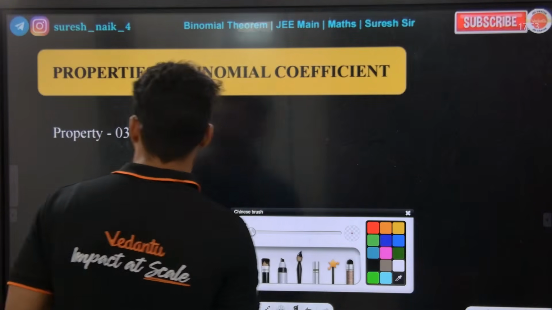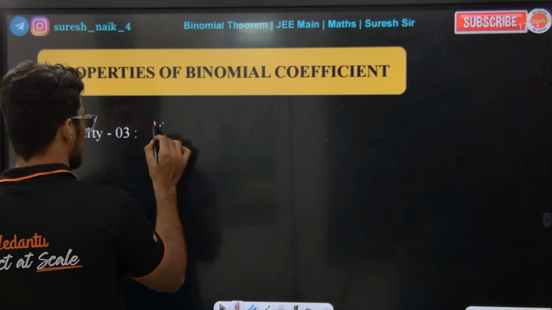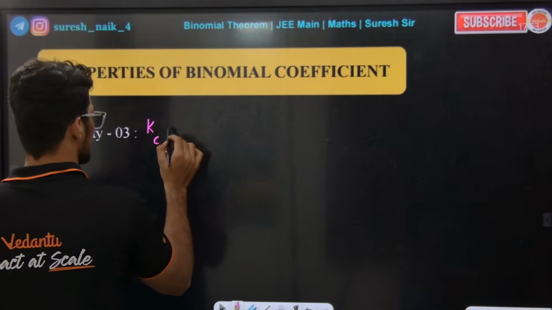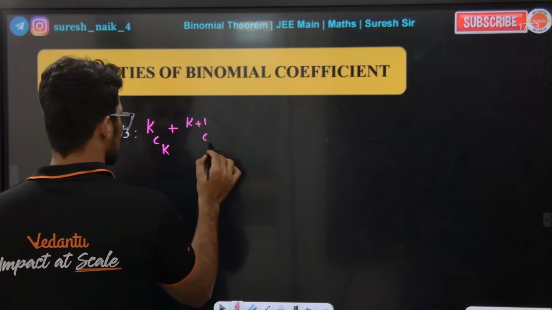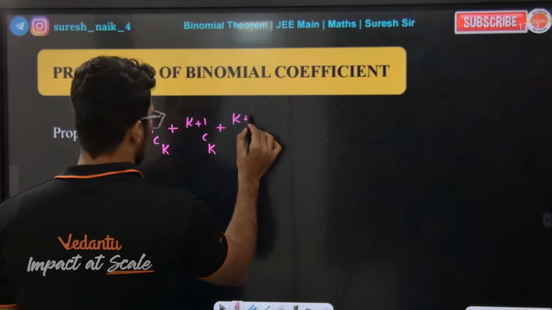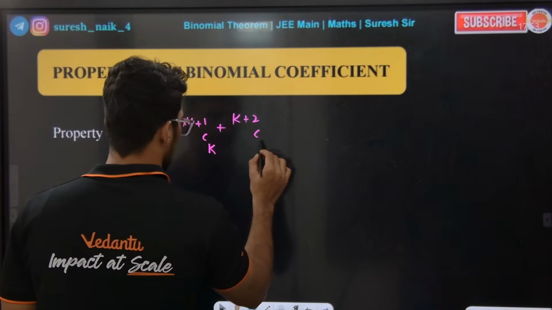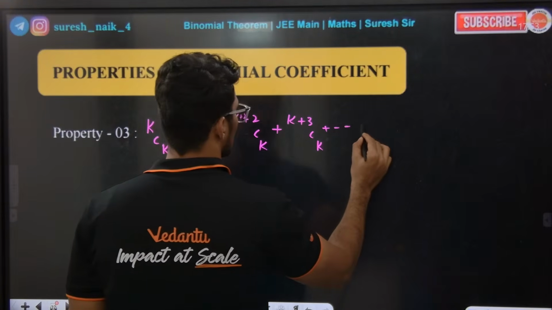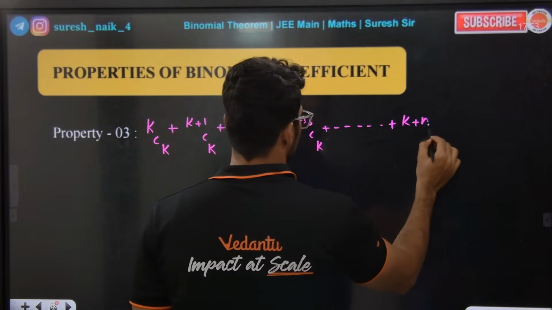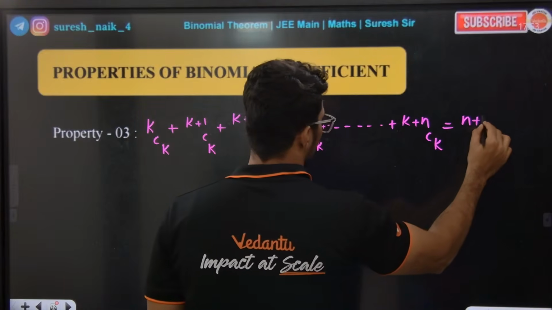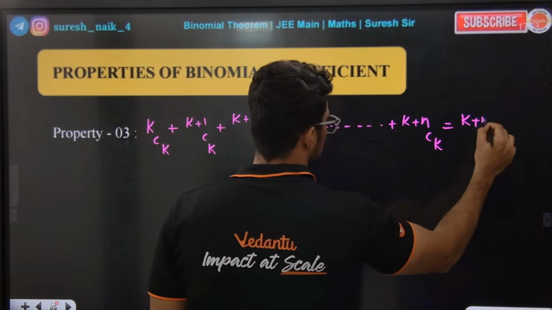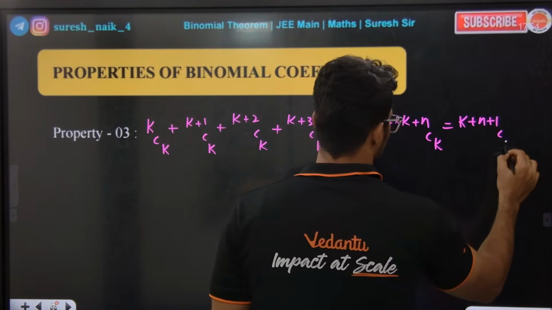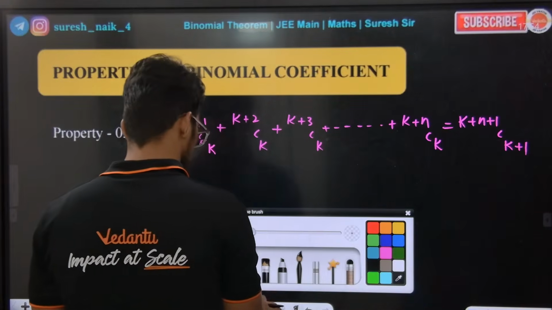Okay, the concept, property number 3. Property number 3 is basically, for example, I'm teaching like this: KCK, (K+1)CK, (K+2)CK, next (K+3)CK, and so on till (K+n)CK. Do you know what the answer is? (K+n+1)C(K+1). This is the formula. This is very simple actually.